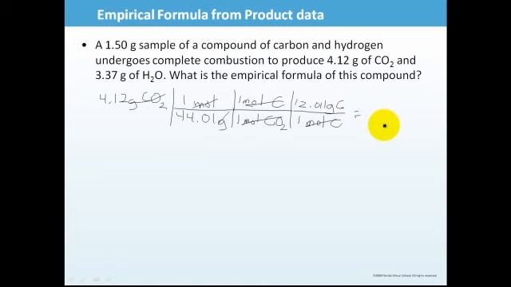Okay? So we multiply by everything on top, divide by everything on the bottom. So we got 4.12 divided by the 44.01. The mole ratio is 1 to 1, so we can just skip that since it's not going to change the final answer. And we would end up with 1.12 grams of carbon.